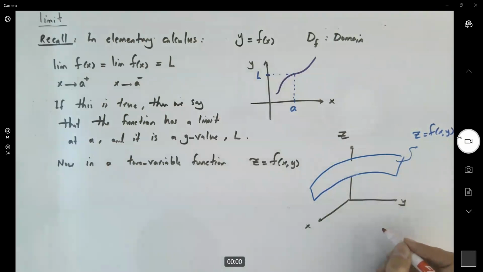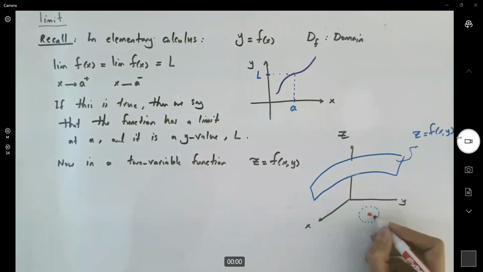Suppose here you have your point x and y in an open circle, including this point. x and y approach this point. Let's call it A and B instead of just x and y. It's easier to navigate this way. So this point is A and B.